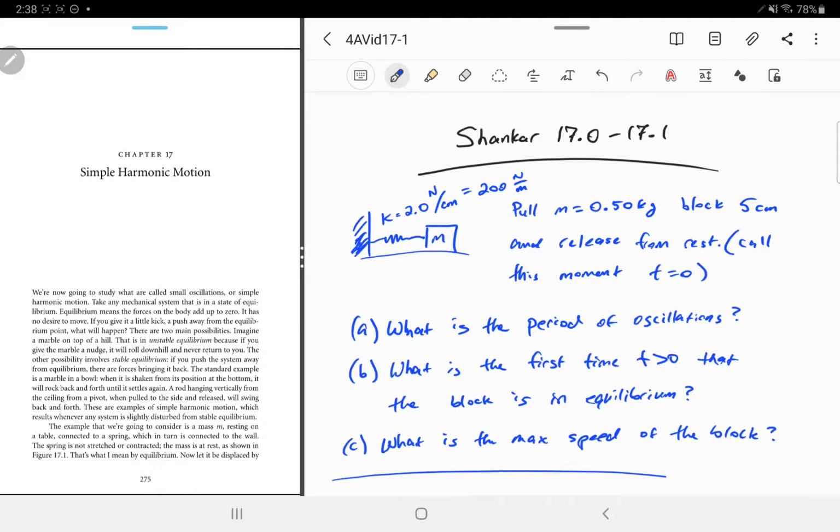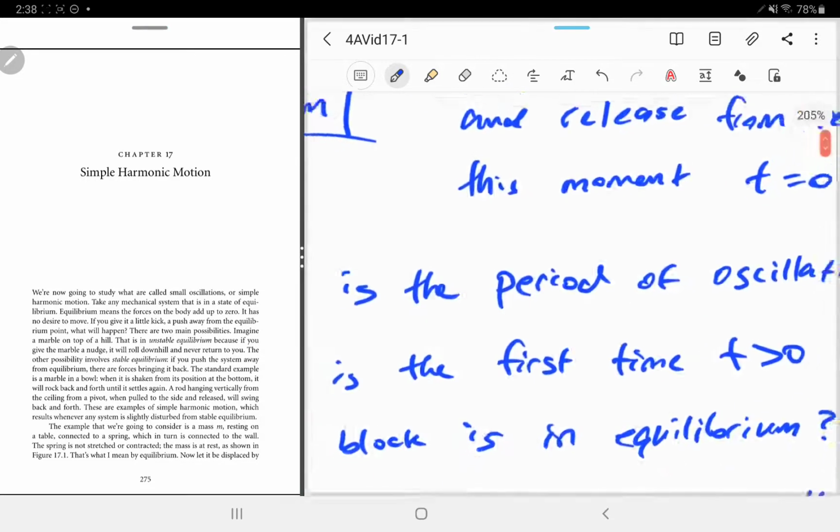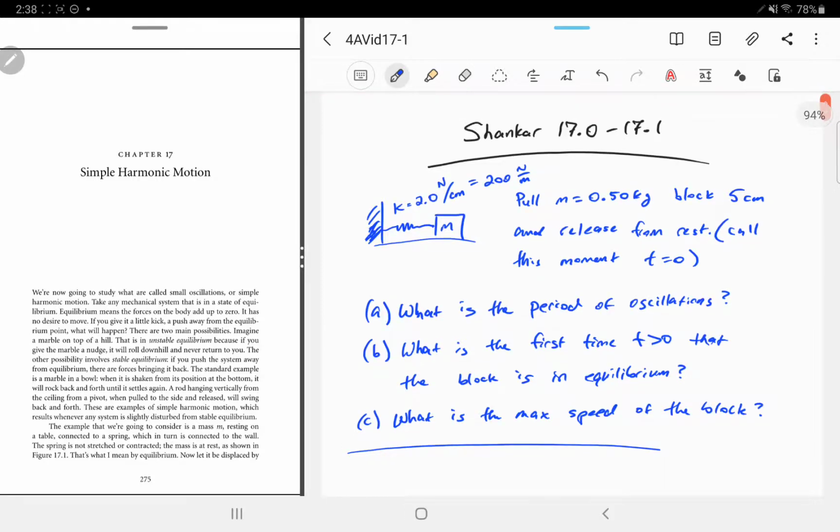We'll talk about energy for part 2. We'll go over this problem, and then we'll talk about pendula, so the oscillations corresponding to a pendulum going back and forth.